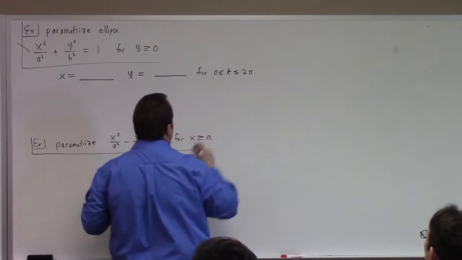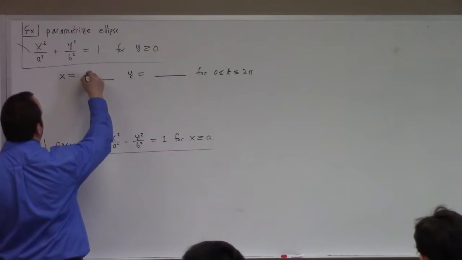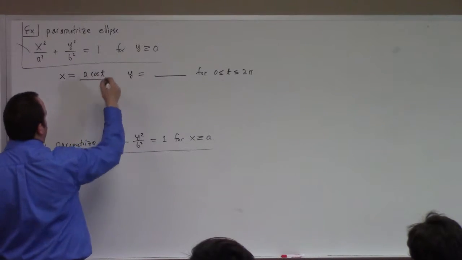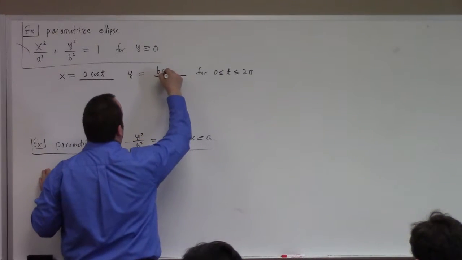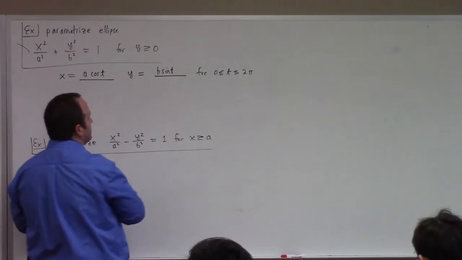I'll start us out. x equals a cosine t. What's that? y equals b sine t. We have a winner. Yes. How did you know that?